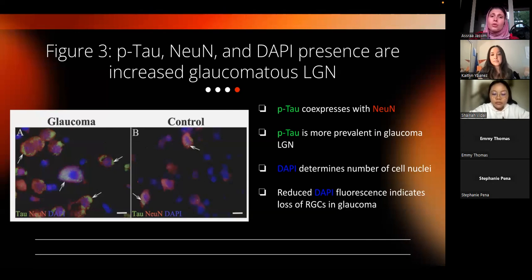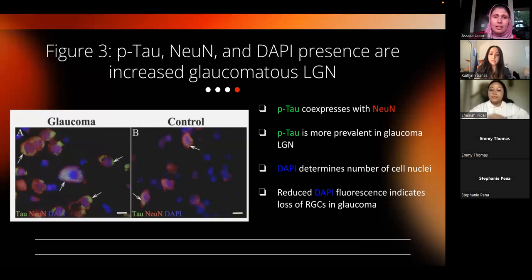Okay? So whenever you have co-expression of a marker of the cell with the target that you are looking at, it means that that target is accumulating in that specific cell. Okay? Now, you wouldn't say co-express, you would say co-localize. That's a more appropriate scientific term. So you would say p-tau co-localizes with NeuN. Okay, co-localization. This is co-localization.